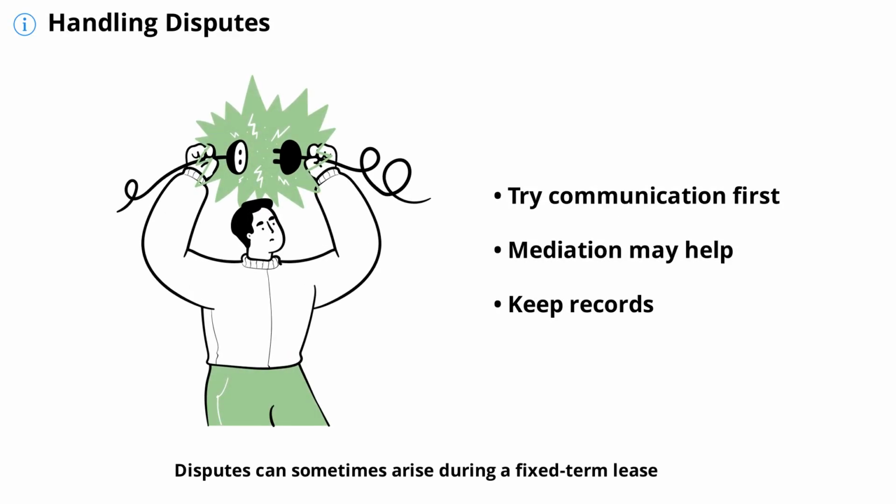Disputes can sometimes arise during a fixed-term lease. Common issues include disagreements over repairs, rent payments, or rule violations. It's best to try resolving disputes through open communication first. If that doesn't work, mediation or legal action may be necessary. Always keep records of your communications and any agreements made.